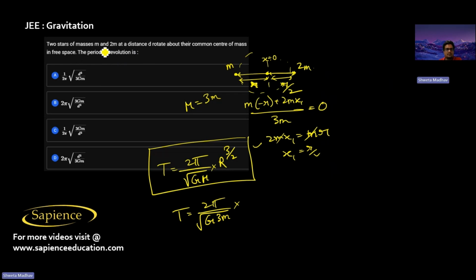Here r is... two stars of masses m and 2m at a distance d. So at a distance d, it means that r plus r by 2 is equal to d. So 3r by 2 is equal to d, so r will be equal to 2d by 3. So T will be 2π by root G into 3m, the time period, the period of revolution.